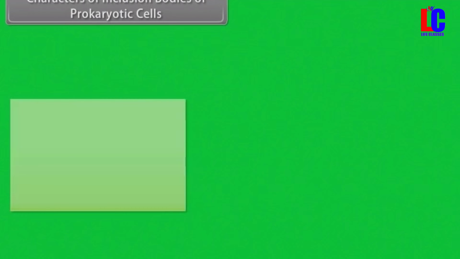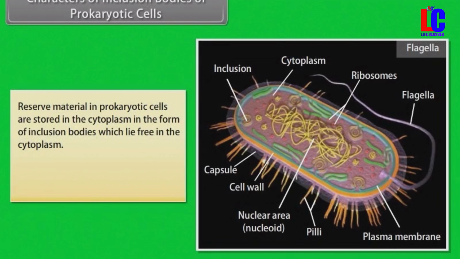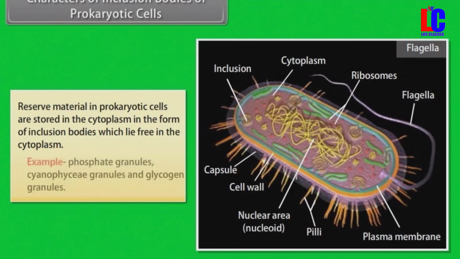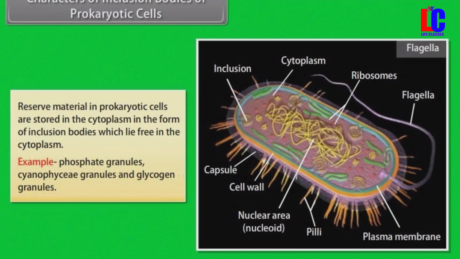Characters of inclusion bodies of prokaryotic cells. Reserve materials in prokaryotic cells are stored in the cytoplasm in the form of inclusion bodies, which lie free in the cytoplasm. Examples: phosphate granules, cyanophycin granules, and glycogen granules.